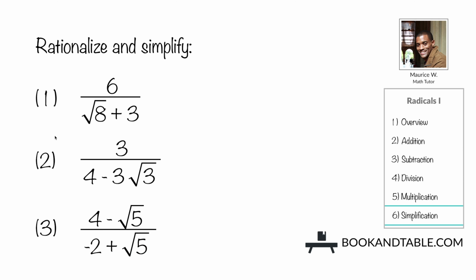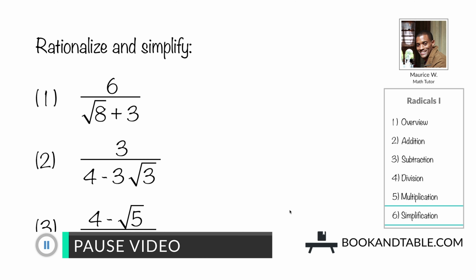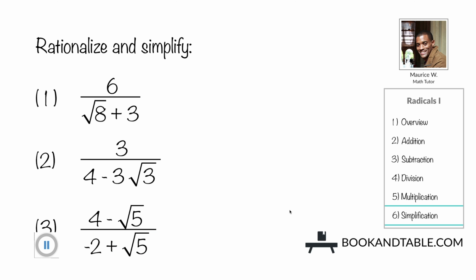Rationalize and simplify. Question number 1, 6 divided by the square root of 8 plus 3. Question number 2, 3 divided by 4 minus 3 times the square root of 3. And question number 3, 4 minus radical 5 divided by negative 2 plus radical 5. Pause the video, answer these questions, and then press play when you are ready to begin.